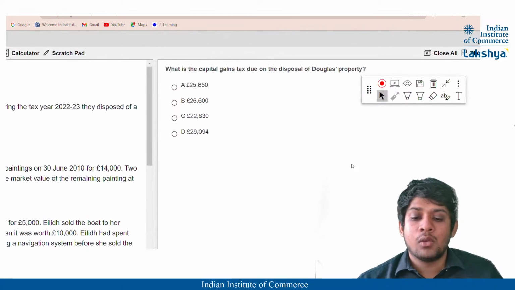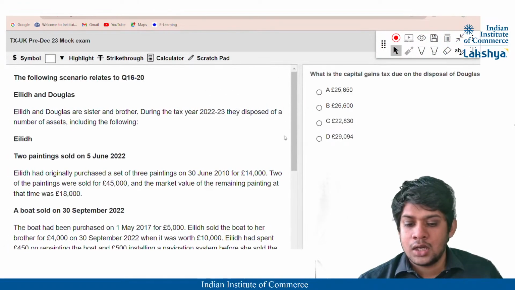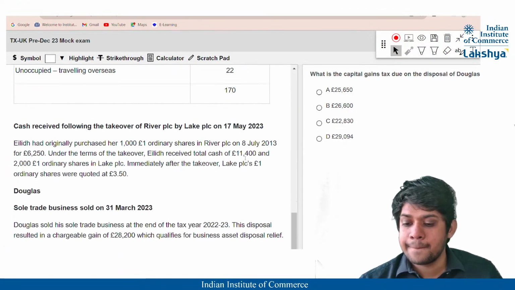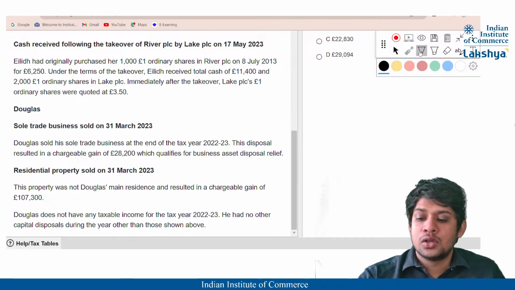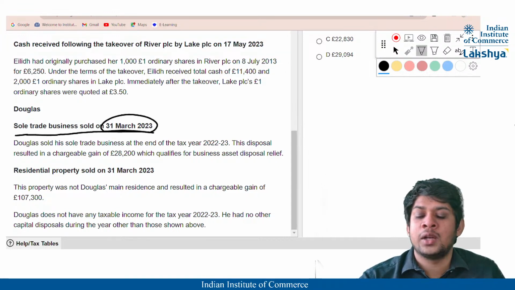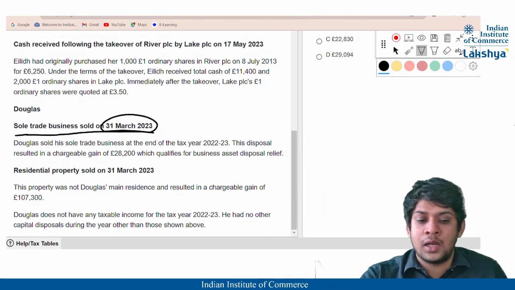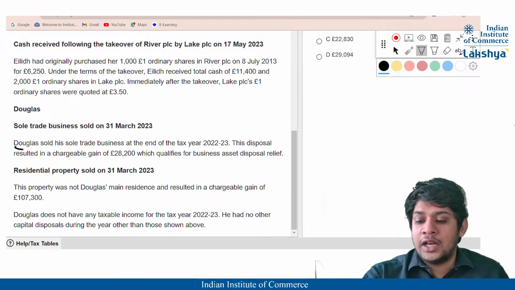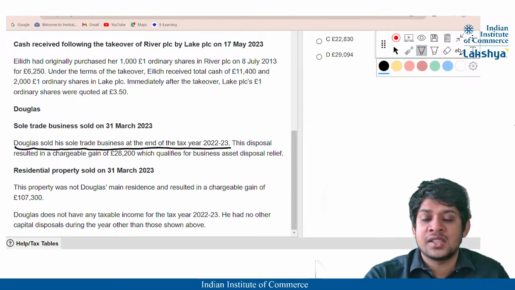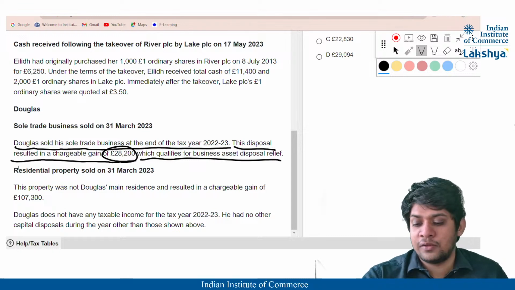Now, what is the capital gains due on the disposal of Douglas property? Let us look at Douglas property. So, sole trade business sold on 31st March 2023. The whole business has been sold on 31st March 2023. They are asking for property. We are not doing this, they are asking for property. But we'll read through it. So technically, Douglas sold his trade business at the end of tax year 2022-23. This disposal resulted in a chargeable gain of 28,200, which qualifies for the business asset disposal relief.